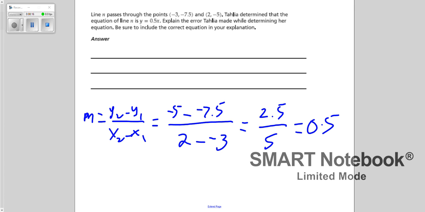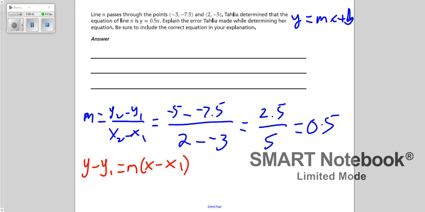Well, if you remember this year, we've told you to write the equation of a line, you need to find 2 pieces of information, the slope and the y-intercept. I notice that Talia does not have a y-intercept, so that's probably the mistake. So there's a few ways we can find the y-intercept. I'm going to switch the color of my pen to red. One is to use the point-slope form of a line, y minus y1 equals m times (x minus x1). And I'll just pick one of the points. This one looks easier, the (2, negative 5). So y plus 5 equals 0.5 times (x minus 2).